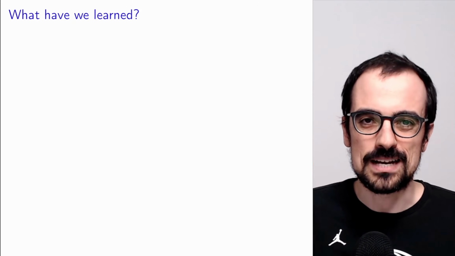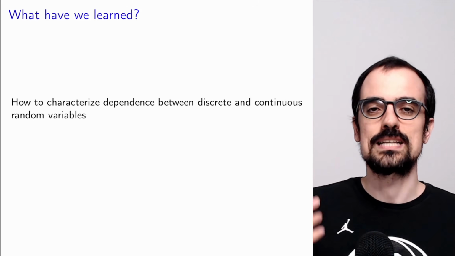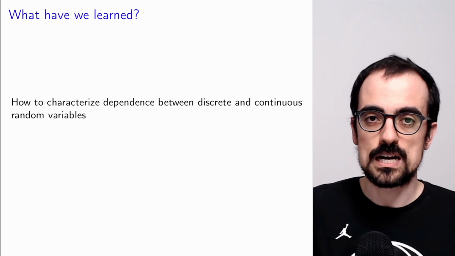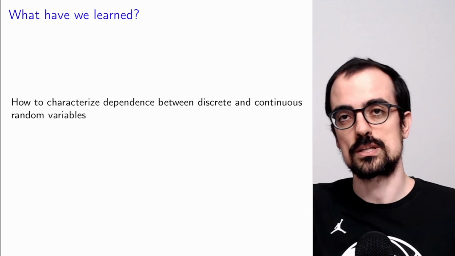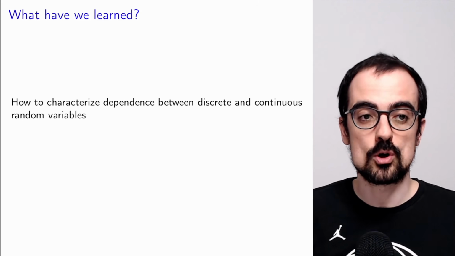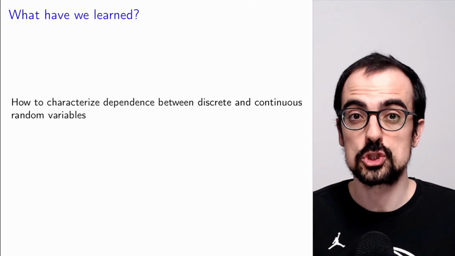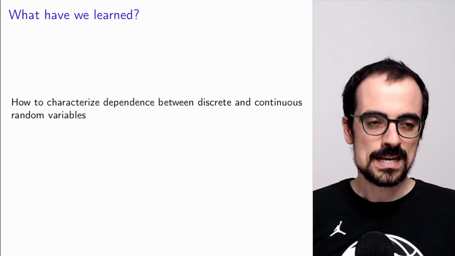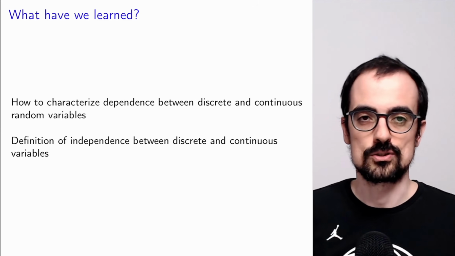And that's it. What have we learned? We have learned how to characterize the dependence between discrete and continuous random variables. We have learned how to compute the marginal PMF of a random variable when what we have is the marginal PDF of the continuous random variable and the conditional PMF of the discrete random variable. We have also learned about the chain rule for discrete and continuous random variables, which is crucial when you're doing probabilistic modeling that involves both discrete and continuous random variables. And we have also defined independence for discrete and continuous random variables.